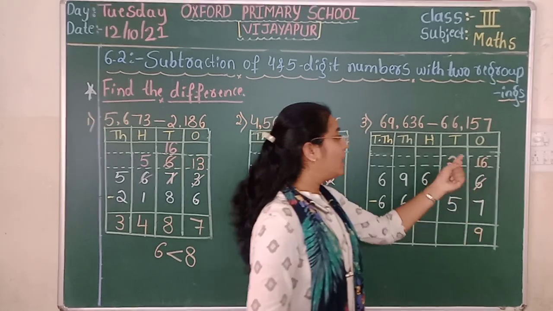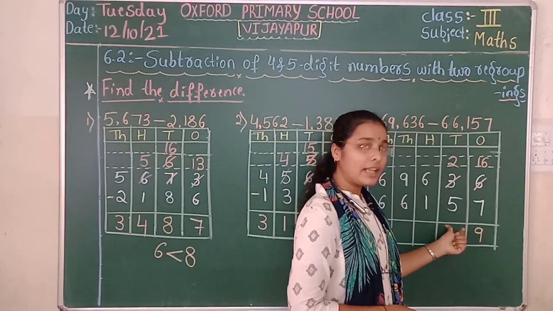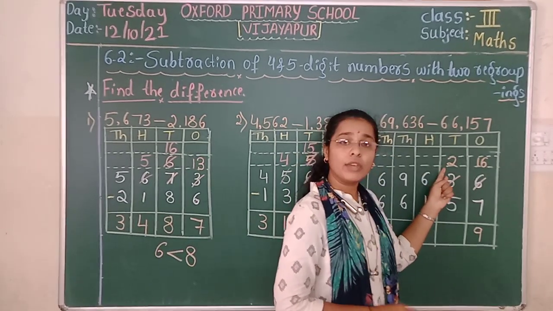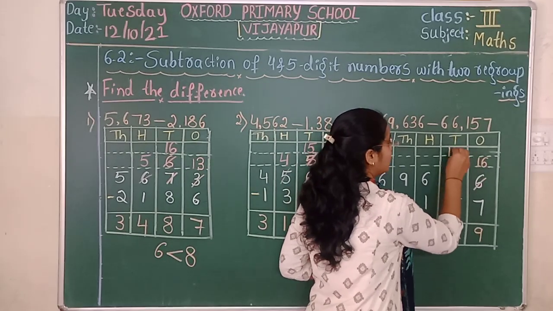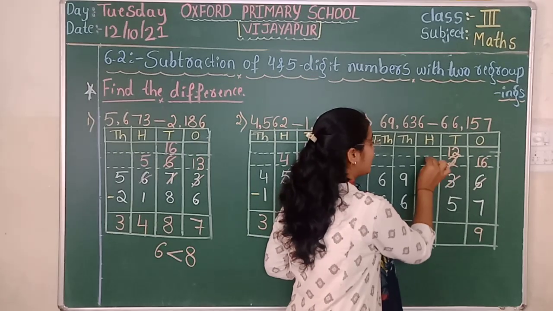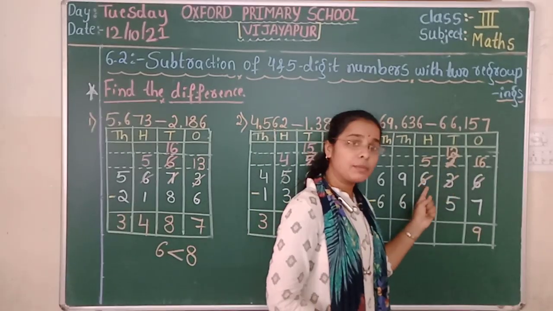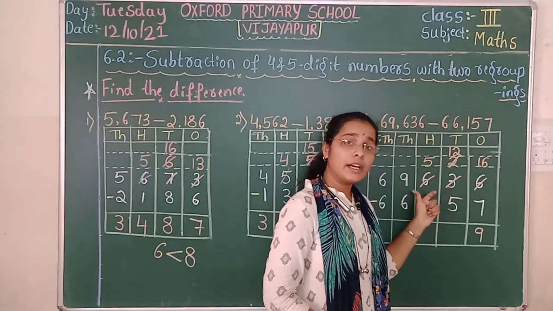Going to the tens place. After completing the ones place, we have to subtract the tens place. Here this 5 is bigger than 2. We cannot subtract a bigger number from a smaller number. We will regroup this 2 as a 12 by making this 6 as a 5. What we did, children? We took carry from the next place. Always we have to take carry from the bigger place.